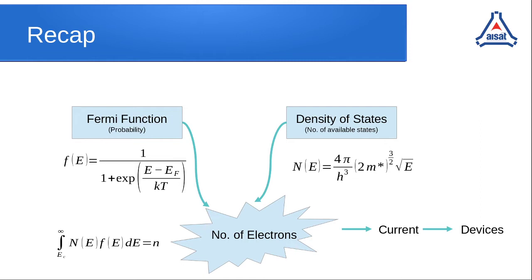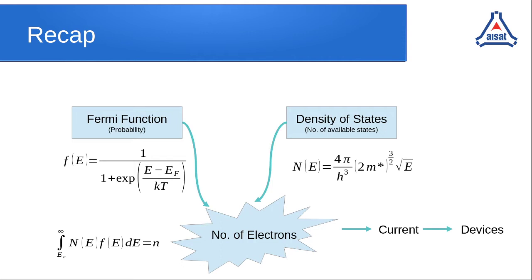The primary aim of bringing in these two concepts, the concept of Fermi function and the concept of density of states, was to compute the number of electrons. The number of electrons can be found using these two concepts by the equation n, small n, which is the number of electrons, is equal to the integral from EC to infinity of N of E into F of E dE. This will give the number of electrons in the conduction band. Even the integral limits for the integration show that this will give the number of electrons in the conduction band.